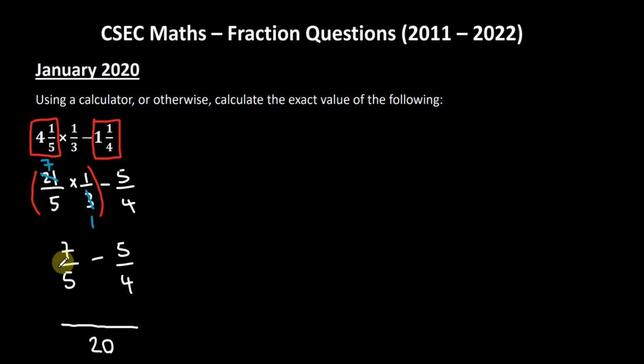So it's 5 into 20 goes 4 times. 4 into 20 goes 5 times. Next we'll have 4 times 7, I believe that's 28, minus 5 times 5, that's 25. So we'll be left with 25 from 28 will leave us with 3, divided by the LCM, which is 20. So there we go. That's our answer right there.